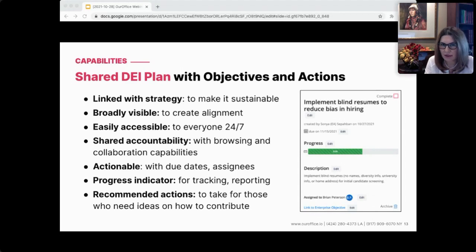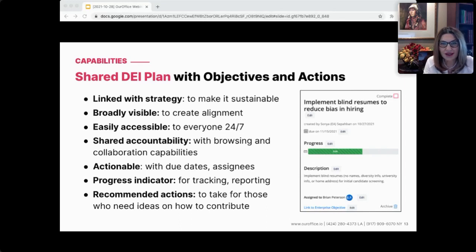Make sure that it's easy to access this, right? The broad visibility is what creates alignment. If there's a bunch of objectives and actions, but nobody can access them and it's not broadly visible, then it's hard to get everyone to row in the same direction. You also want it to be easily accessible 24/7. You don't want it to be something that you have to go talk to someone else or when you have time, but something that's really at everyone's fingertips that they can easily go in and look at.